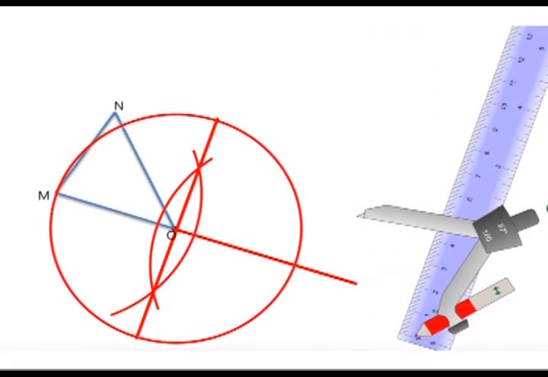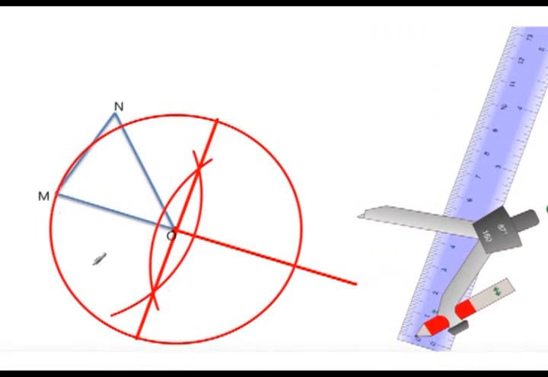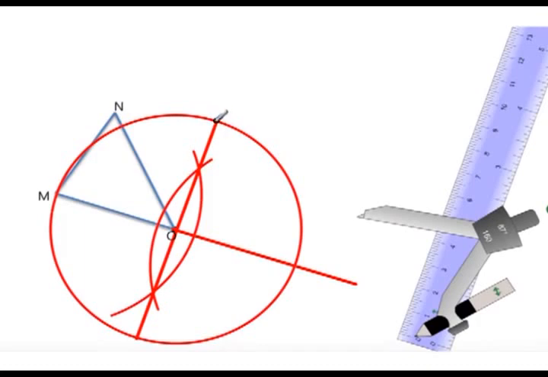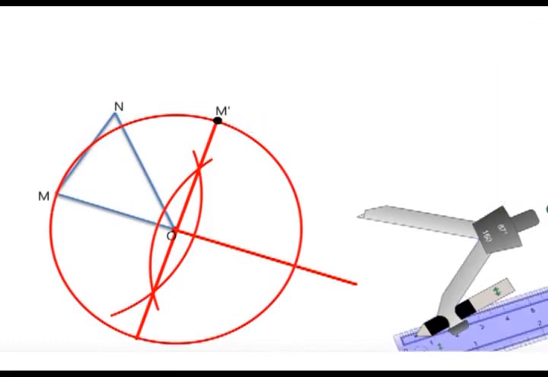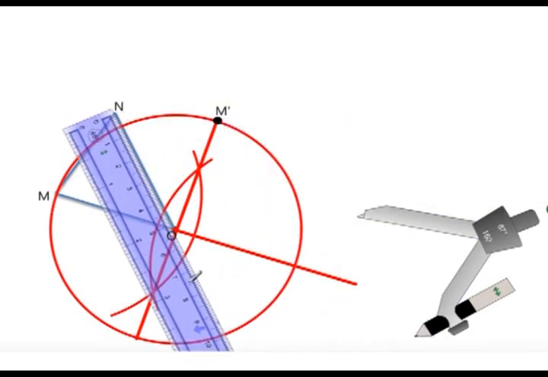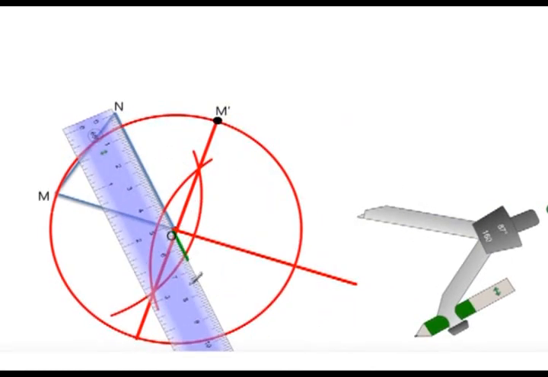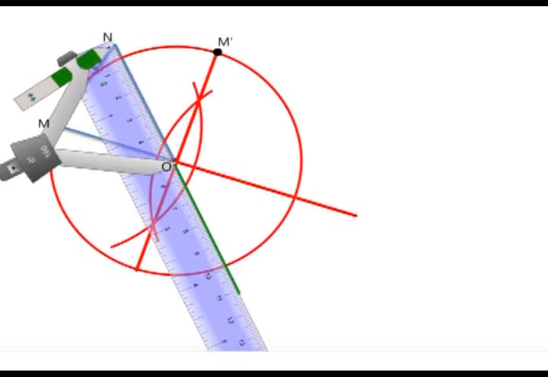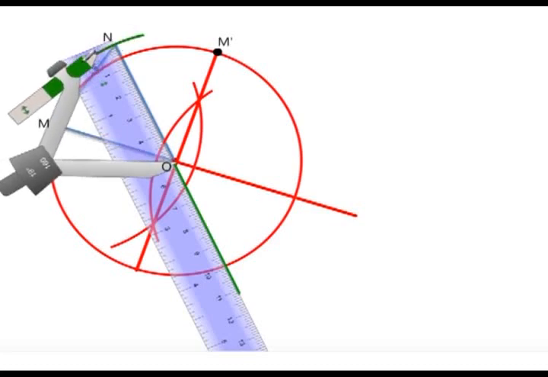The rotation is 90 degrees. So this way was anti-clockwise. This way is clockwise. This point will come here. So M prime is there. We go to N. We draw the line, take this distance and draw the circle.